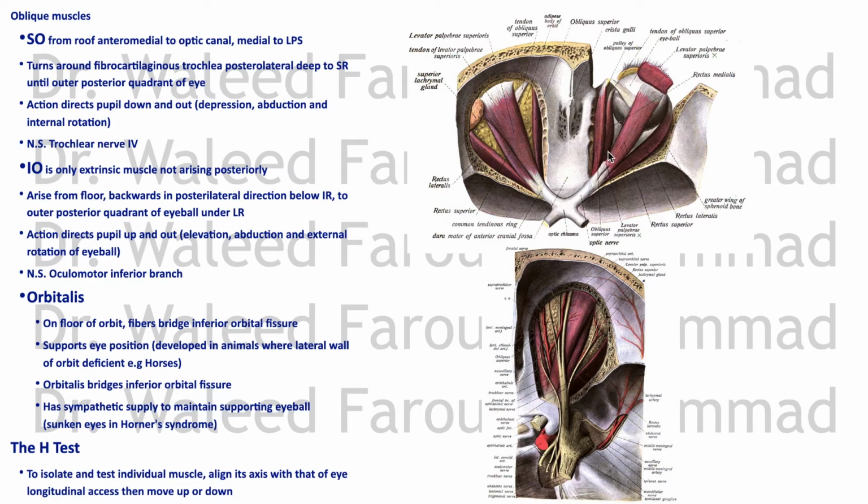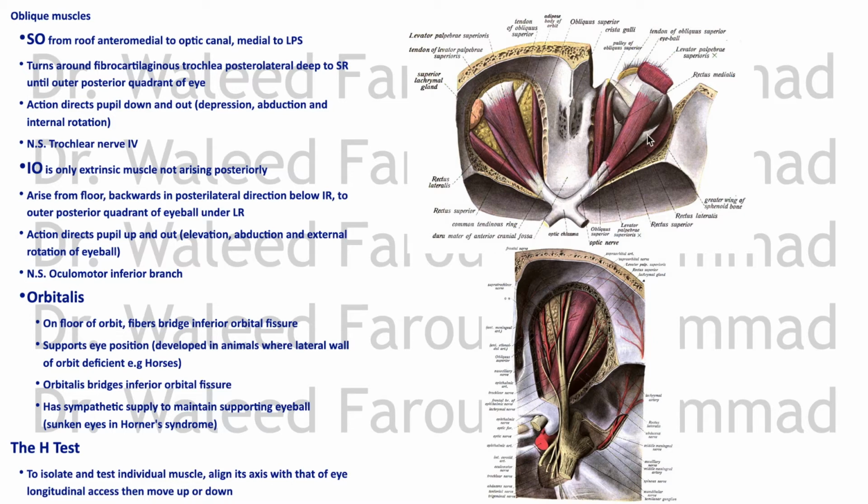The superior oblique will intort the eye, while the inferior oblique will extort the eye, okay? So these are the oblique muscles. One more muscle left is the orbitalis muscle, a muscle that's totally on the floor and sidewall of the orbit, bridges the inferior orbital fissure, and supplied by sympathetic. So it's thought to be a muscle that supports the globe and keeps it at front.